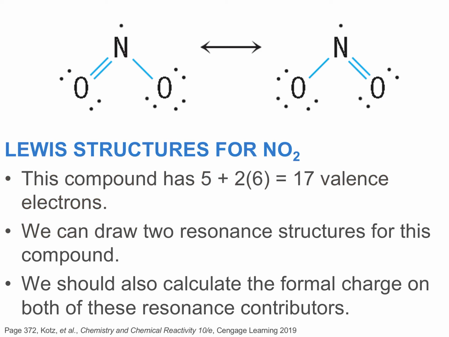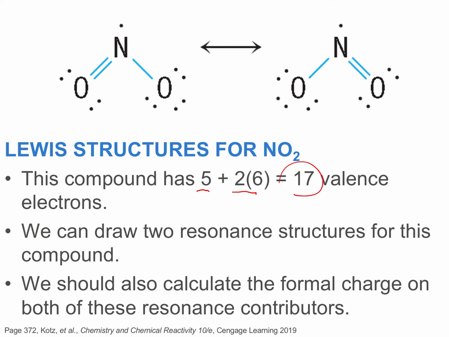So for this compound, if we wanted to draw the Lewis structures, the nitrogen has 5 valence electrons, and each of the oxygens has 6. So that's 17 valence electrons. When we draw these structures that you see up here on the top, we can see that we have not obeyed the octet rule around the nitrogen. We have 2, 4, 6, 7. So we've obeyed the octet rule around each of the oxygens, but not around the nitrogen, because we have an odd number of electrons.